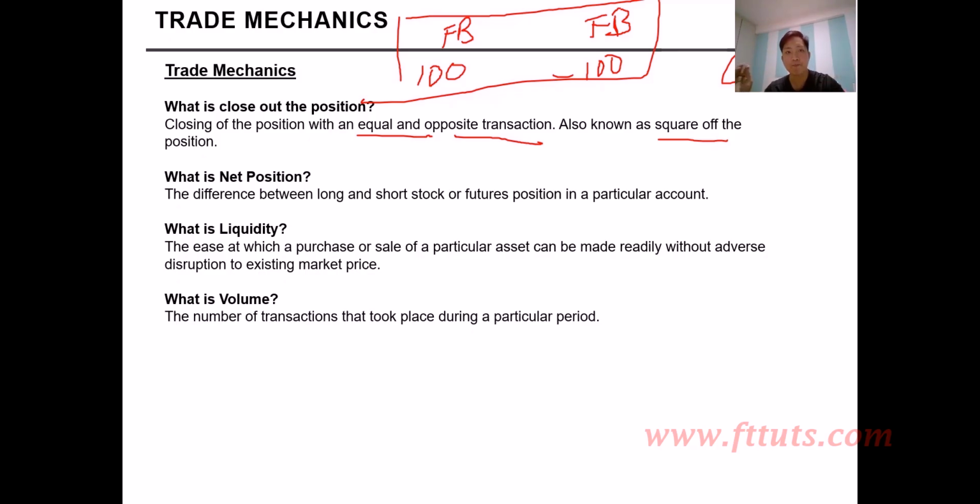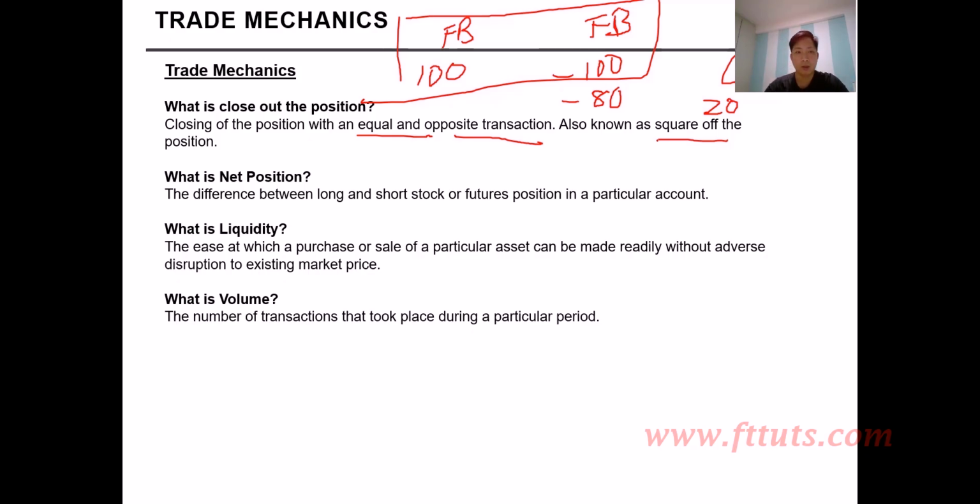Simple, right? How about net position? Let's say yesterday you're long 100 shares of Facebook. Today you only let go 80 shares. You are left with 20 shares. Understand? So we say that your net position is 20 shares. That's the lingo we use.